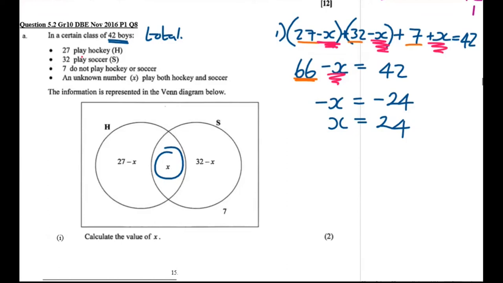Guys, I'm actually going to just quickly, on our diagram, fill in what we know. So we know that this is actually now 24. And 27 minus 24 is 3, I think. Please check my arithmetic too there, guys. Then 32 minus 24 is 8, I think. Yeah. Great. And you can also double check if all of those numbers add up to 42. Okay, so we've got the hockey is 3, then the overlap is 24, the soccer is 8, and outside is 7. Okay, so then they're going to start asking you questions on all of this.